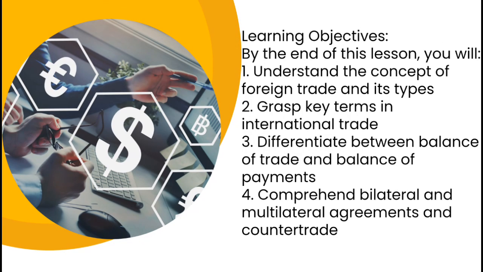Moving on, let us start with our lesson objectives. What are the lesson objectives that we are bound to achieve by the end of this lesson? You are going to understand the concept of foreign trade and its types. You will understand the key terms in international trade. You'll be able to differentiate between balance of trade and balance of payment. And finally, you'll be able to comprehend bilateral and multilateral agreements and counter trade.